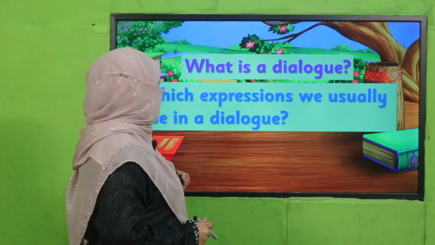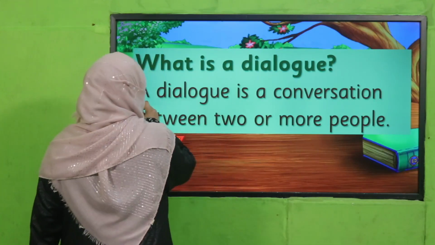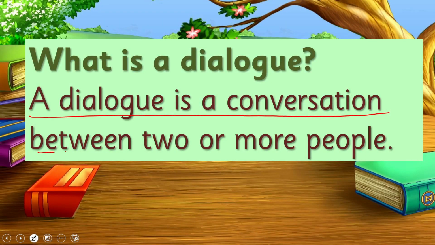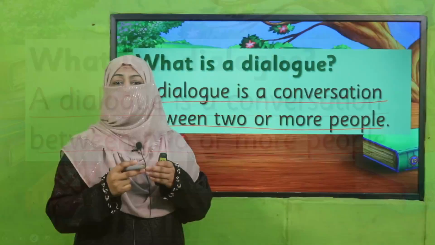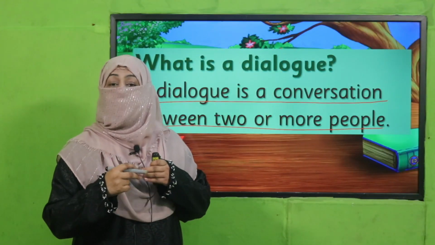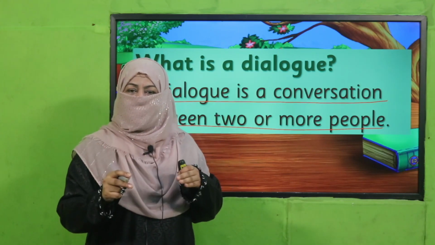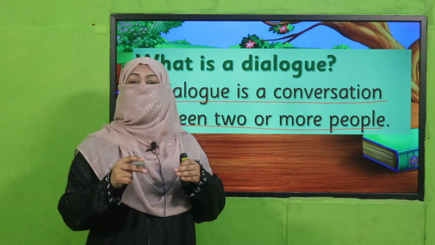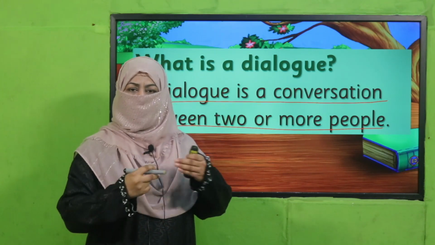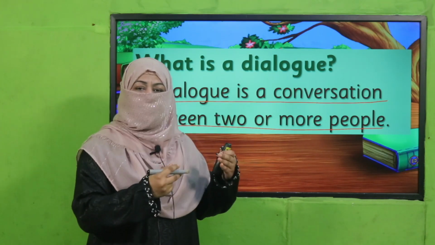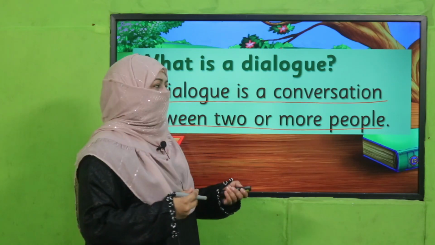Yes, my dear students, what is a dialogue? A dialogue is a conversation between two or more people. So whenever two people are talking, it is known as dialogue. It can be two or more than two. If just one is talking and others are listening, it's not a dialogue, okay? So dialogue means when we talk to each other, all right? Means one is talking, the other is replying.